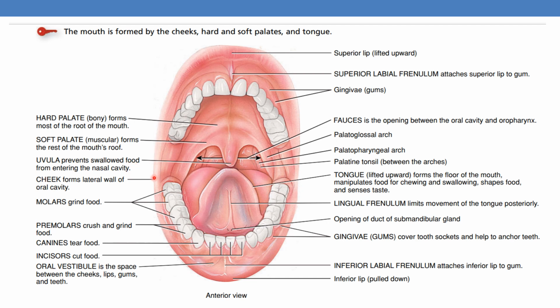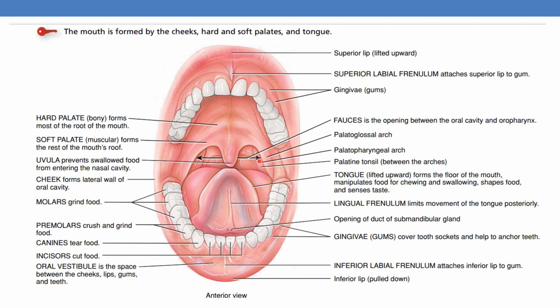And these are the cheeks. They form the lateral wall of the oral cavity. Roof is formed by palate, lateral wall is formed by cheeks, and the floor is formed by tongue. And these are the molars, and these 2 are the premolars. Molars, they grind the food. Premolars, they crush and grind the food. And these are the canines, which tear the food. And these 4 are the incisors, which cut the food. And the space, the entire opening of the mouth or oral cavity, is the oral vestibule. It is the space between the cheeks, lips, gums and teeth.